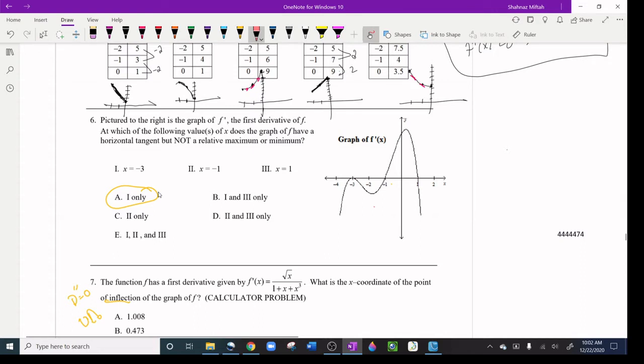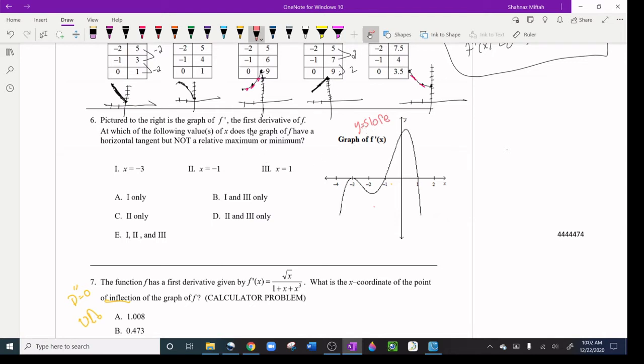Question number 6. Okay, let's do question number 6. The picture to the right is the graph of f prime, the first derivative of f. If this is f prime, it means every y value is my slope. So I'm going to write there: y value is my slope.